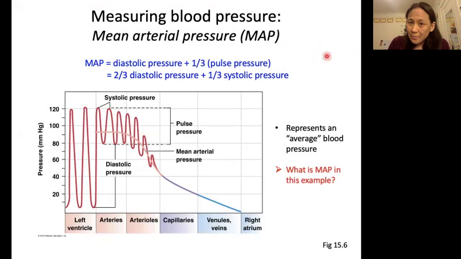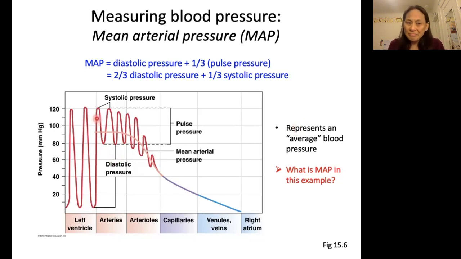Okay, so we just talked about how to calculate pulse pressure. Now I want to talk about a second measure that we can use to quantify blood pressure in the arteries. That quantity is mean arterial pressure, or MAP. Before I talk about how to calculate it, I want to talk about what it represents. It sort of represents an average blood pressure in the arteries.